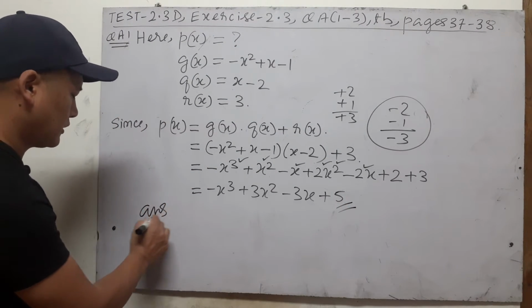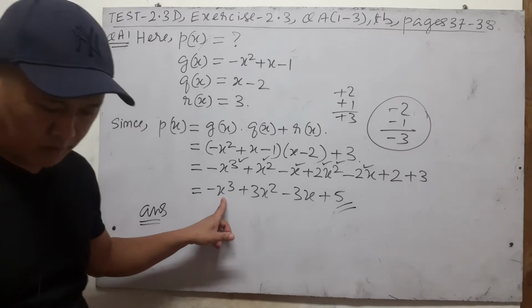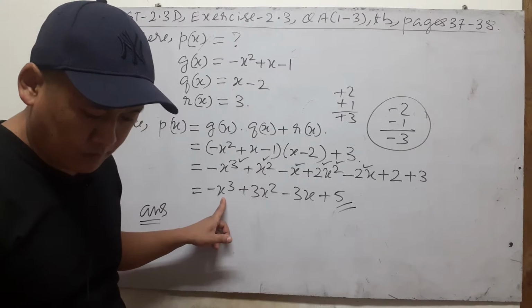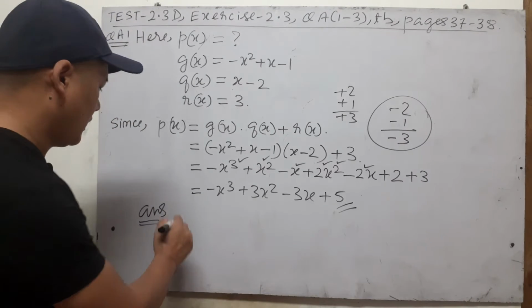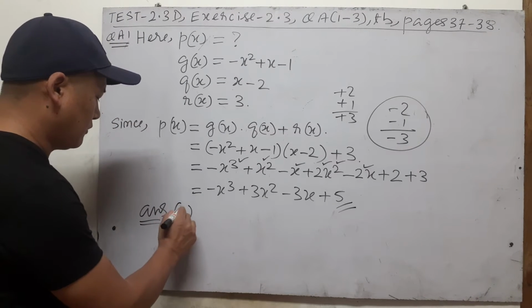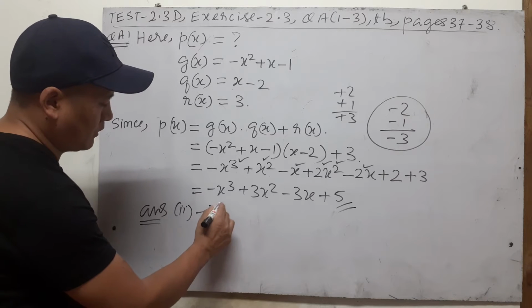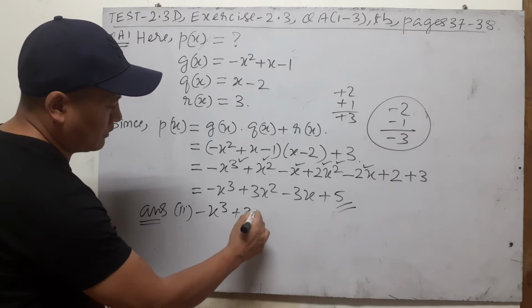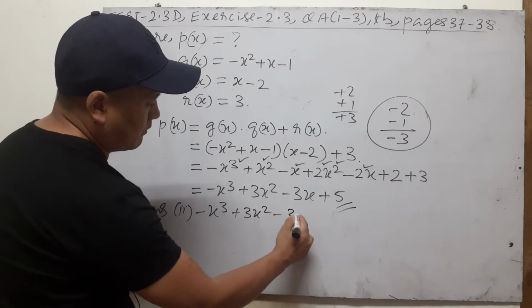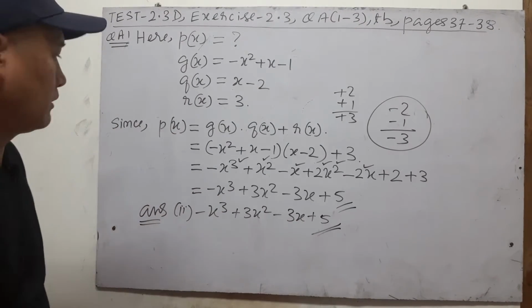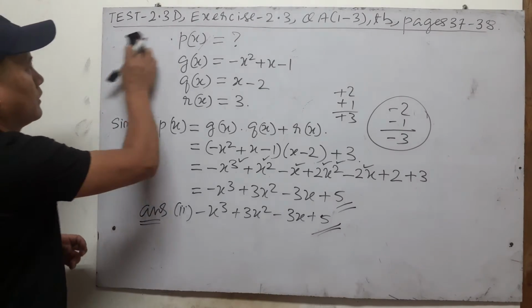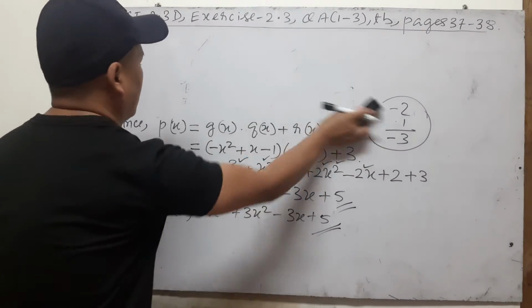So the answer choice in your textbook that matches this exact one is option 2, minus x cubed plus 3x squared minus 3x plus 5. So your answer is the 2, which is exactly what we found by simplification. So A1 is done. Now let's go to A2. Okay, A2.